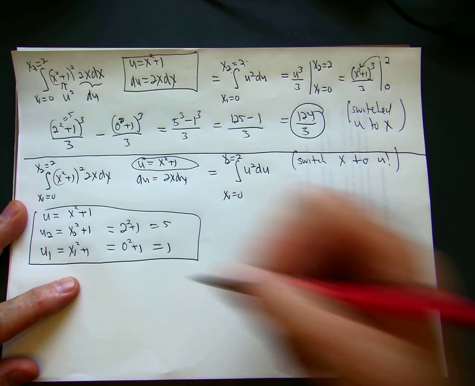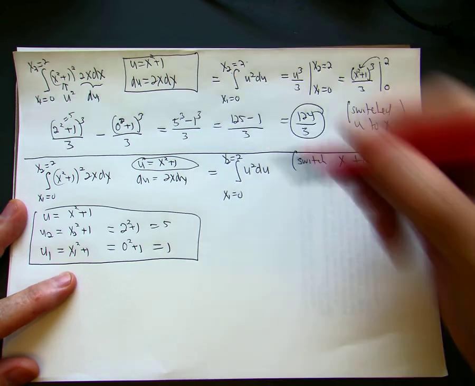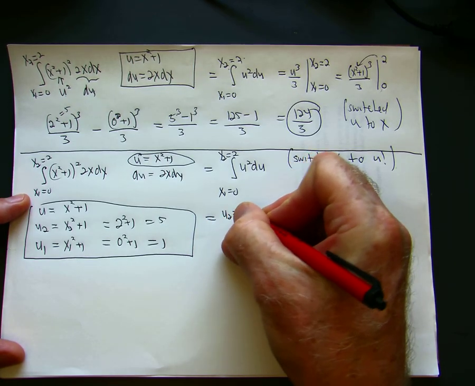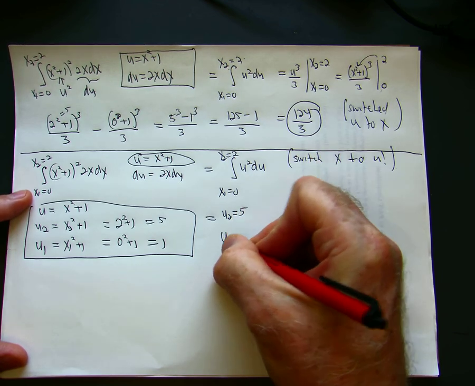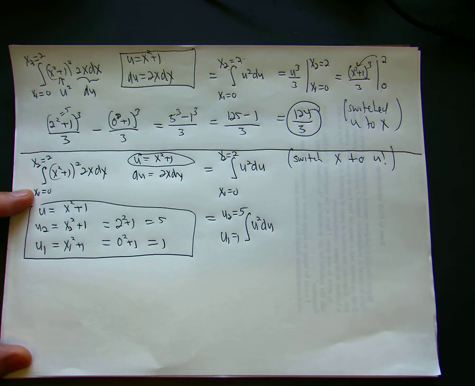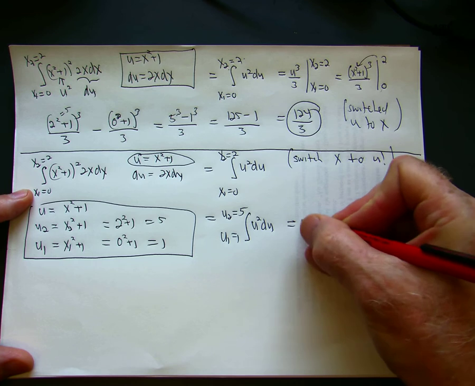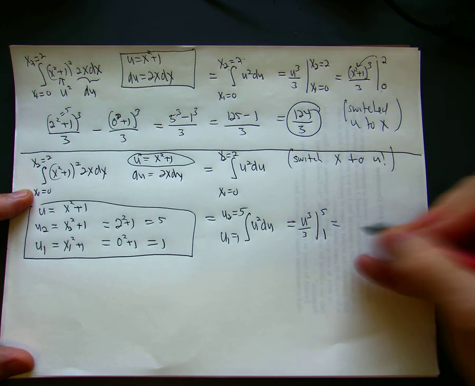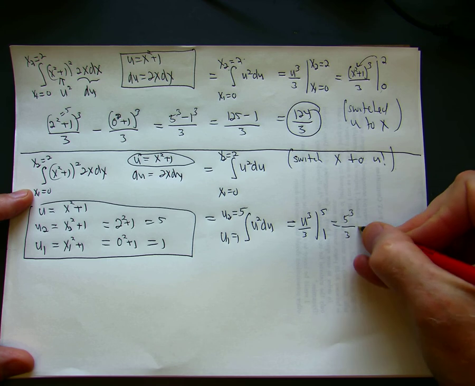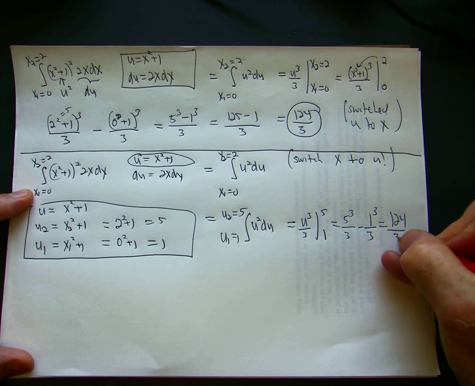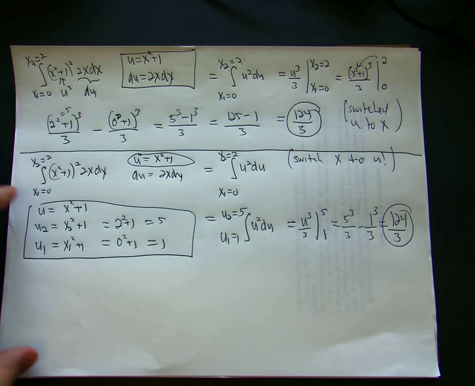These numbers should look familiar. They're exactly the same numbers I got here. So maybe you see what's going to happen. So this integral now becomes the integral from 5 to 1 in my u variables of u squared. So I integrate, get u cubed over 3, from 1 to 5. Now I just plug in. I'm going to get 124 over 3 again, just like I did up here.